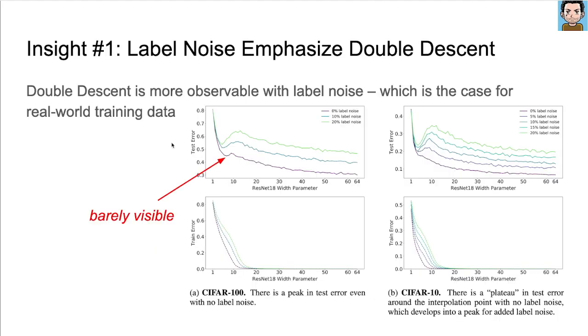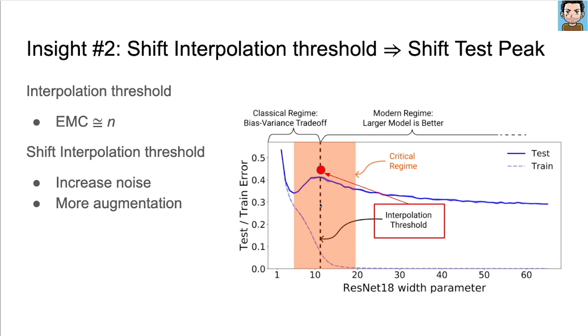The paper draws attention to a couple of key observations. The first observation is how double descent is more visible on noisy datasets. This is important to highlight because real-world datasets are expected to be noisy, so double descent would be more visible on real-world datasets. The second observation is that the interpolation threshold can be shifted to the left and the right. Remember, the interpolation threshold is where the effective model capacity equals the number of training samples. This is the model size where the test error peaks, as highlighted by the red point here.